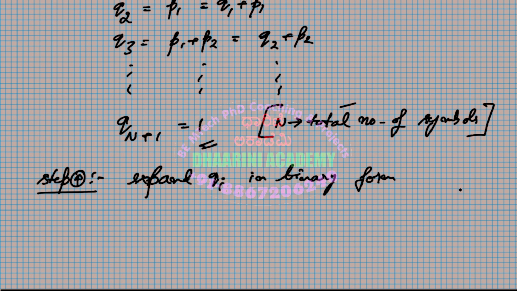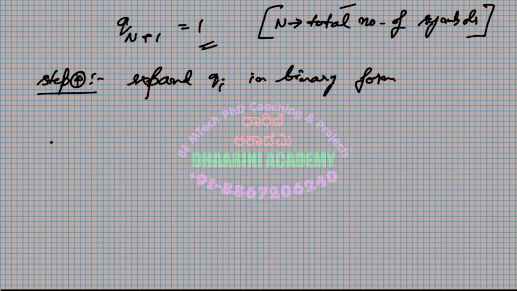Step number 4 of Shannon's algorithm is that I have to expand every Qi obtained, as you can see in the previous stages, Q1, Q2, Q3, Q4, etc., in the binary format, till Li number of places are filled. I have to do this. Anyway, I'll show you that later. So that is step number 4.